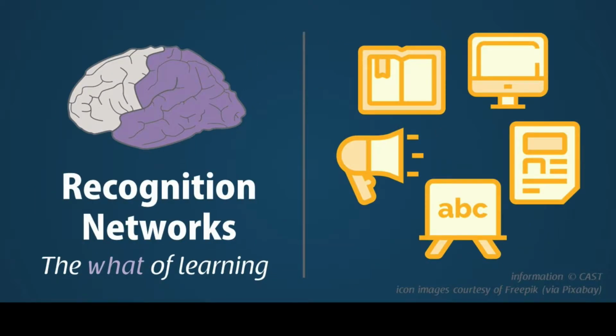Diversity in our recognition networks refers to how we recognize and understand information differently, which feels instinctively correct. We often self-identify that we need to see information visually or hear it audibly to better follow along and understand. The icons pictured here illustrate some of the ways that we can recognize and understand content.